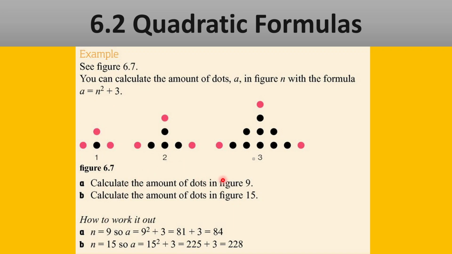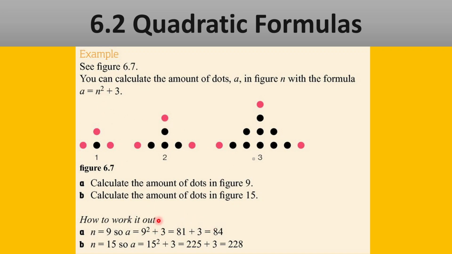If I now want to calculate the amount of dots in figure 9, remember that figure 9 means that n equals 9. So in this formula, change the number n into 9. We already practiced this in linear formulas, and then we didn't have a square. Now we have a square, nothing really changes except that now the number that I fill in is being squared. n is 9. That means A equals 9 squared plus 3. 9 squared is 81, plus 3 equals 84.